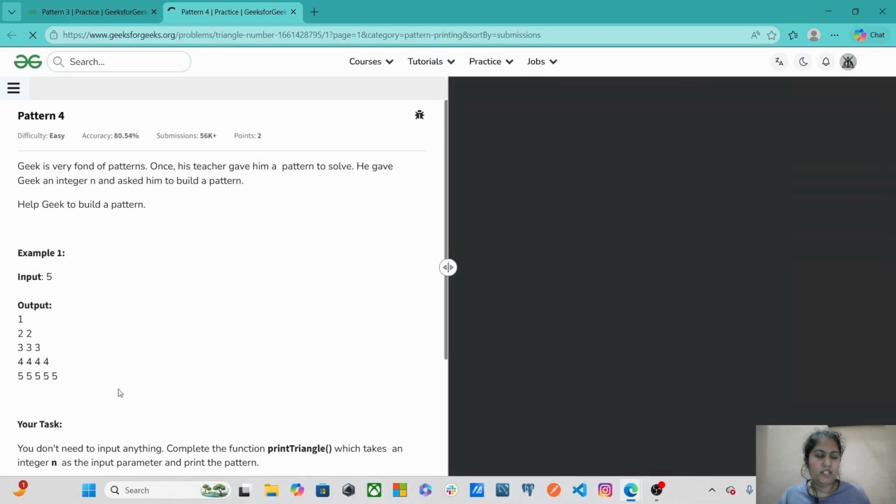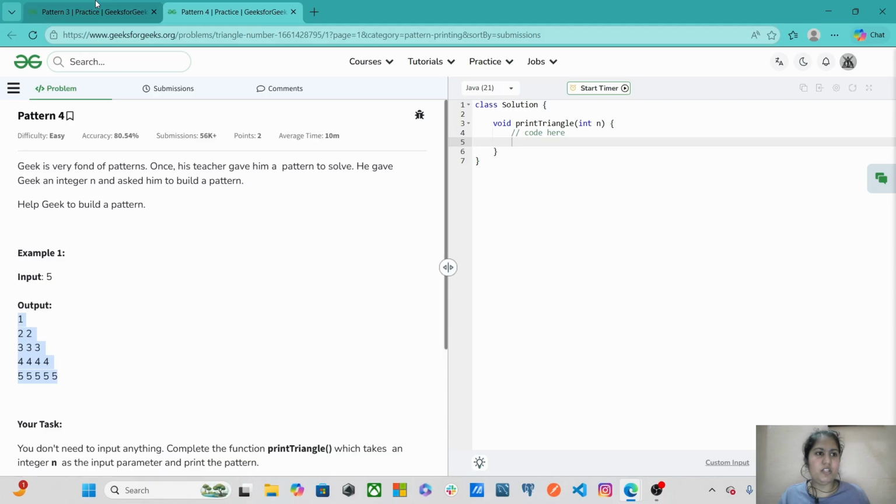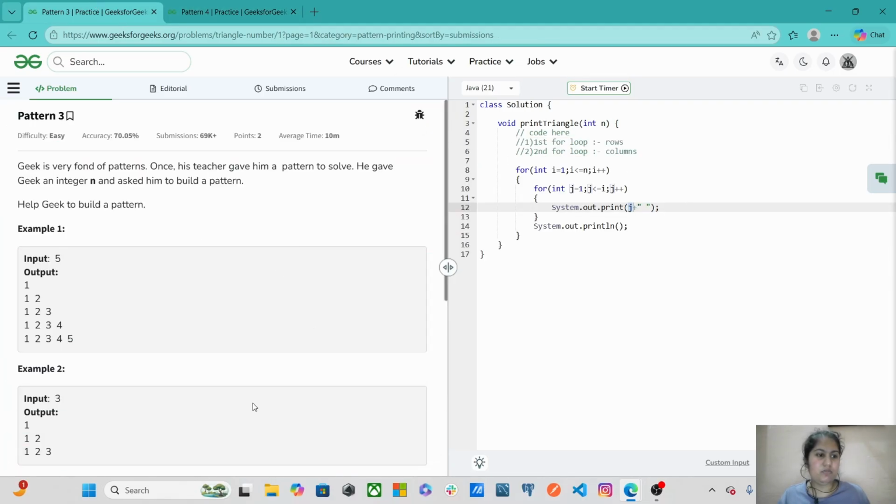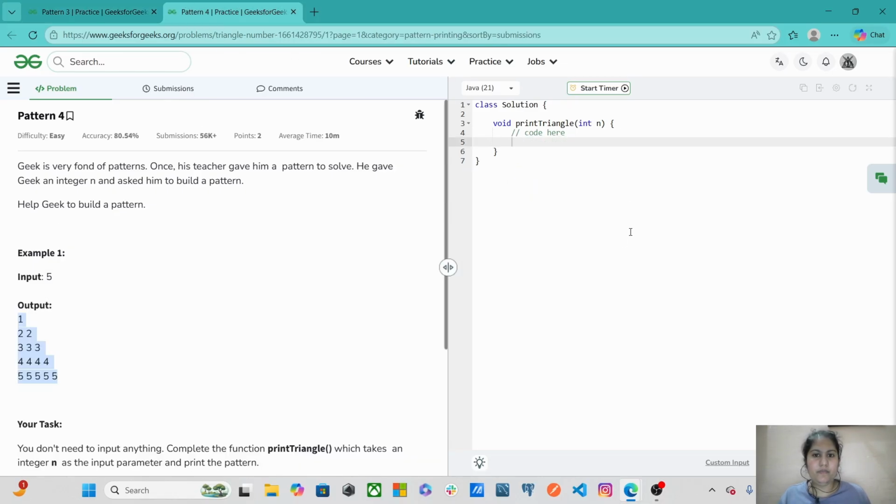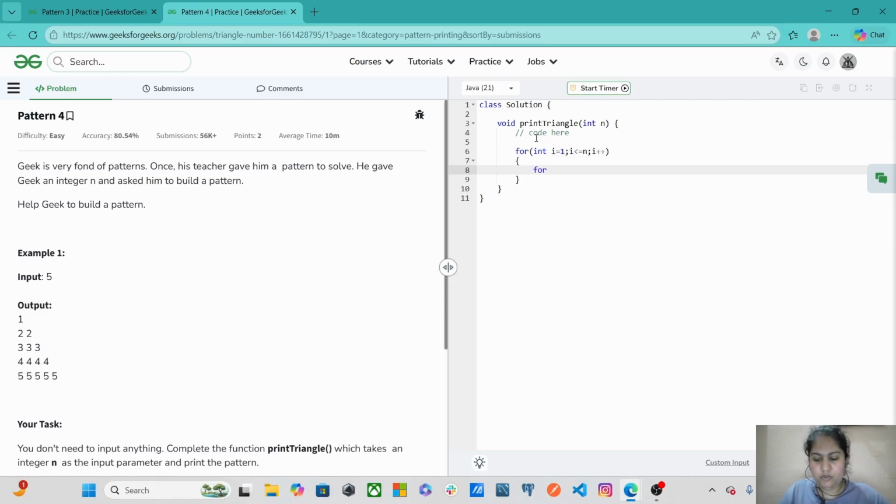Like pattern 4. Guys, think about it. This question is very similar to this one. Just think about what we are going to do. We have to first loop around for representing the row. Then we have to loop around for representing the column, which starts from 1 till i. Same, because it is a right angle triangle.